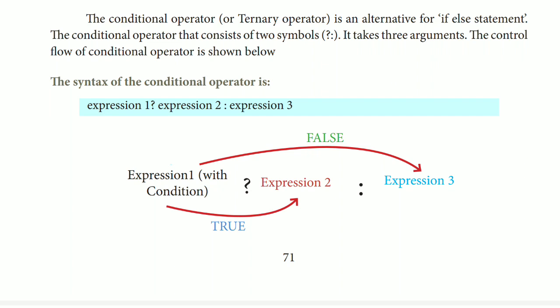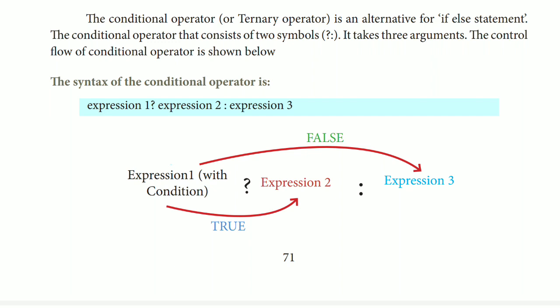So question mark, and then the next statement is the true part. If the condition is true, then this expression 2 will be executed. If the condition of expression 1 is false, then expression 3 will be executed. Expression 2 and expression 3 are separated by this colon. You can use any kind of expression inside this. It may be a logical operation, any equation, or any expression, or even a function call.